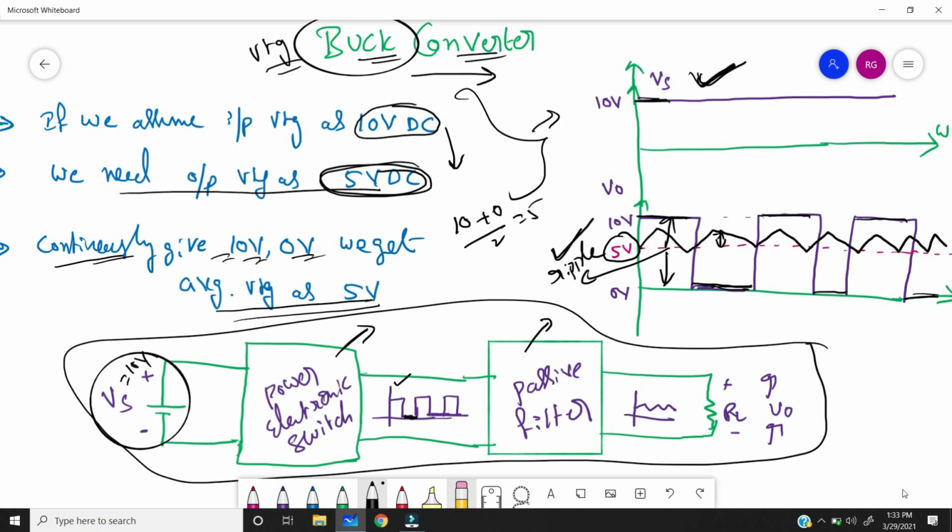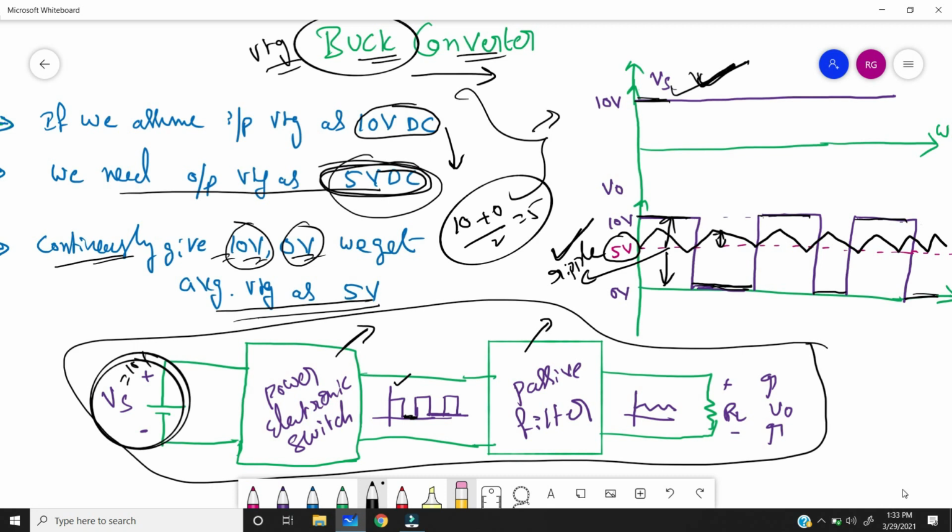First of all, buck means we need to decrease the voltage. For example, I am taking input DC as 10 volts and I want 5 volts DC. For that purpose, I continuously give the output 10 volts and 0 volts, 10 volts and 0 volts. Then I get the average voltage of 5 volts. So the input is 10 volts and we get the output average voltage of 5 volts.